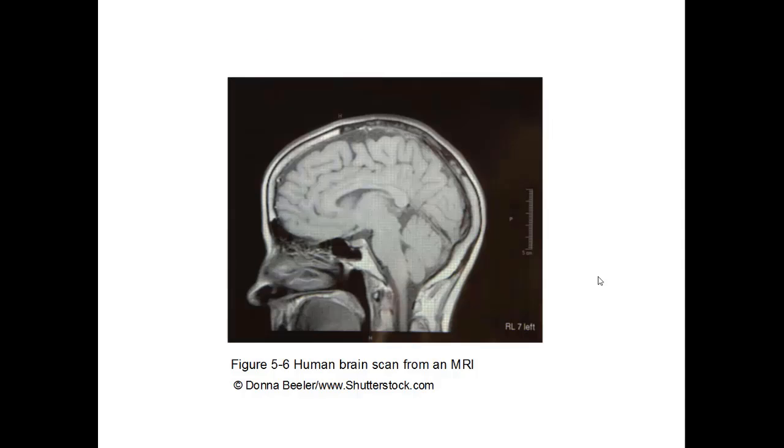Alright, in this image we have the scan of a human brain when using the MRI machine, seeing the different parts of the brain here, the brainstem, spinal cord, for example.